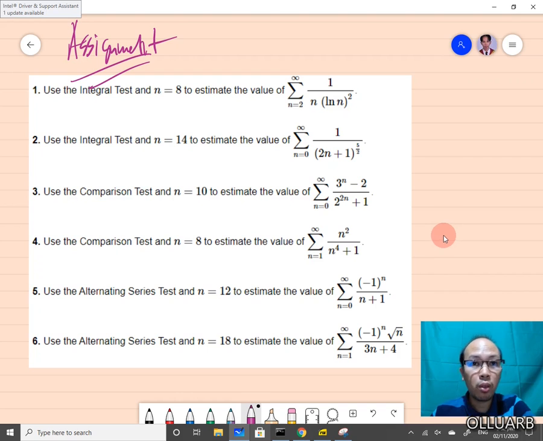Thank you so much for listening. Our next topic, the last topic for part 1, is the ratio test and the root test, and also absolute convergence and conditional convergence.